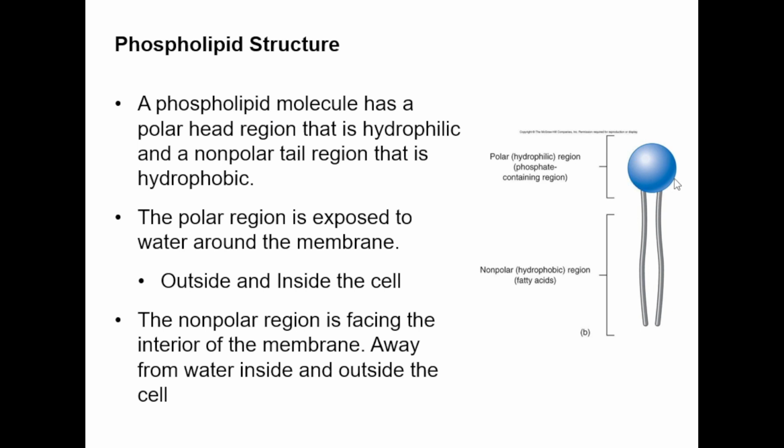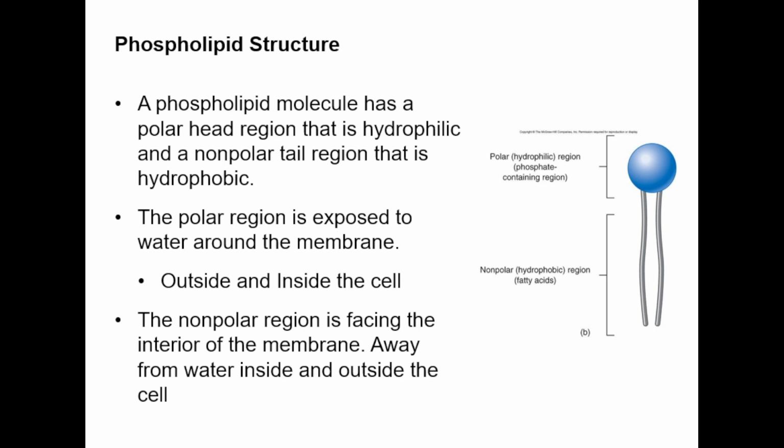This blue structure represents the phosphate-containing region, and phosphate is polar, meaning it is soluble in water, and it is hydrophilic, meaning it loves water. And then this extension here, this is your fatty acid chain, which is nonpolar, meaning it is insoluble in water, and is hydrophobic, which means it hates water.